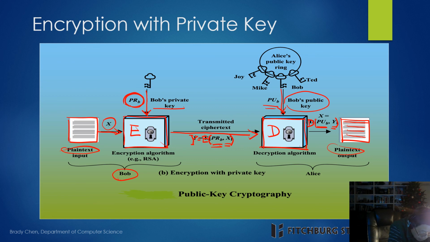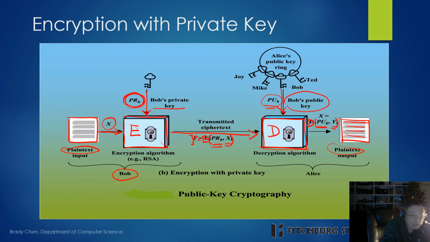Can we keep the message secret in this case? You may ask that question, right? The answer is no. Why is the answer no? Because Bob encrypted the message using his private key, so Alice decrypted the message using Bob's public key. Now the problem is Bob's public key is not a secret. It's not a private key.